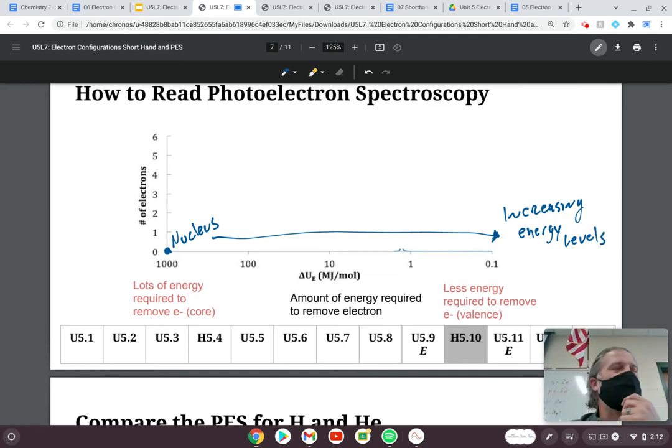The closer you are to the nucleus of an atom, the more difficult it is to take an electron away. The further you are from the nucleus of the atom, the easier it is to take an electron away.